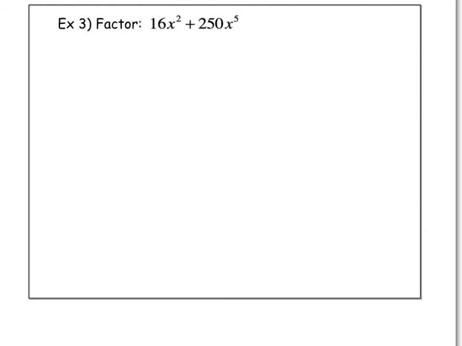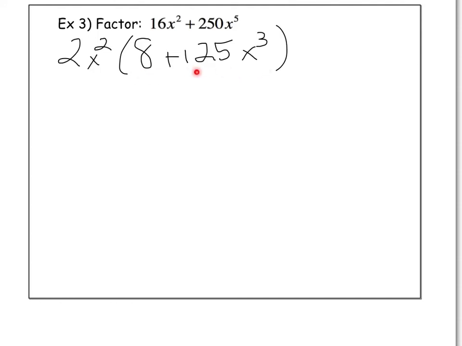Okay, so notice we can take a 2x squared out of both of these terms. So if we take a 2x squared out, we're left with just 8 plus 125x cubed. Now notice both 8 and 125x cubed are perfect cubes. 2 cubed is 8, 5x quantity cubed is 125x cubed. So we continue factoring using our formula, and don't forget to bring that GCF down with you every step.